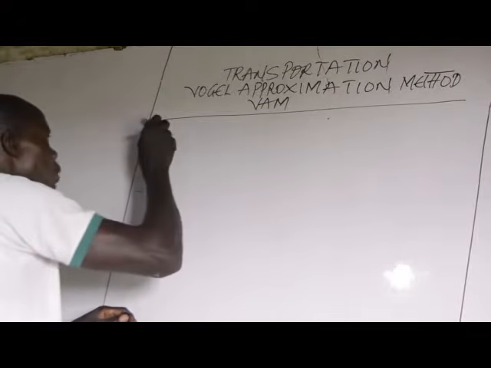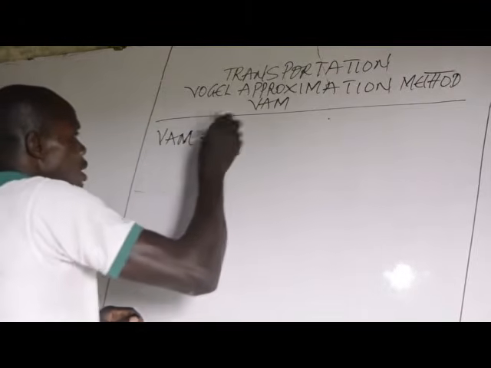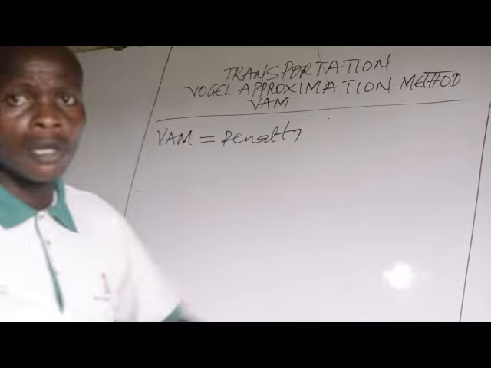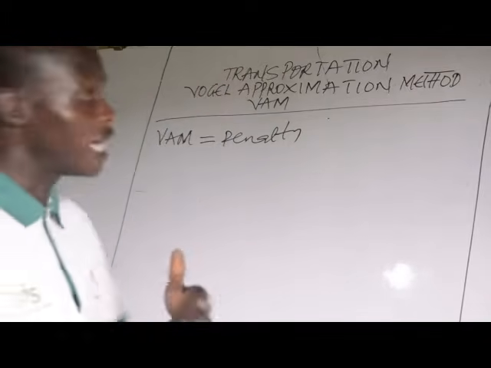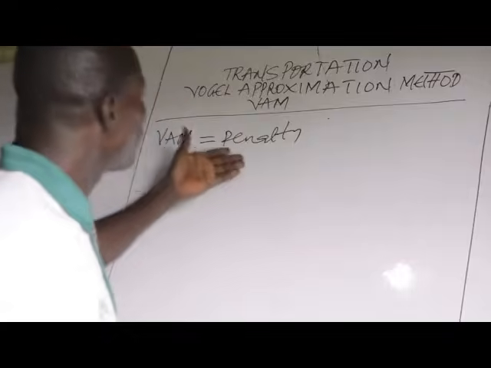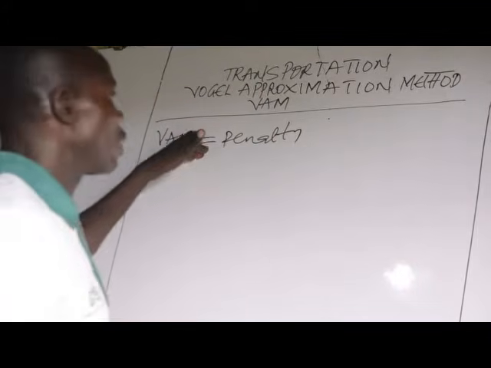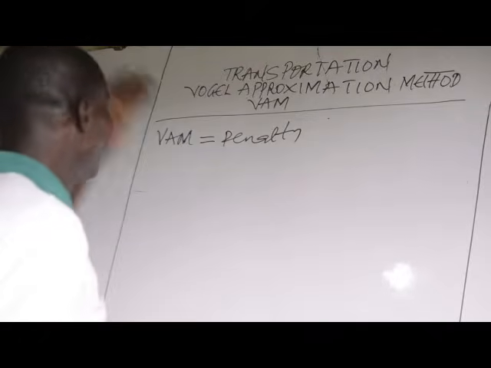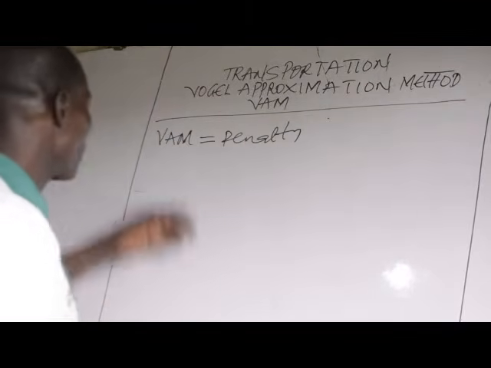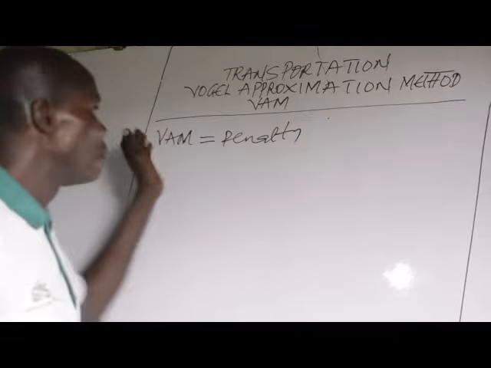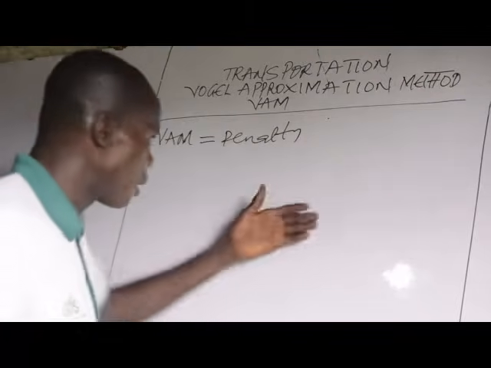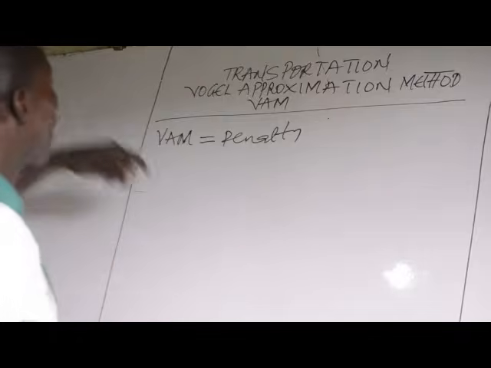VAM method can also be called the penalty method. It is an improvement on the least cost method that generates a better initial solution when compared with the northwest corner method. In my earlier presentation, I examined both the northwest corner method and the least cost method of solving transportation problem. So, this method makes use of opportunity cost.